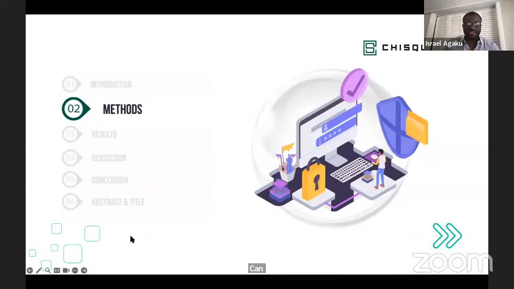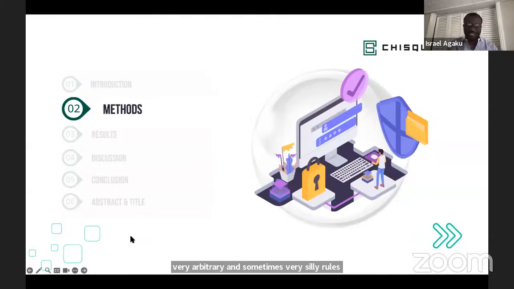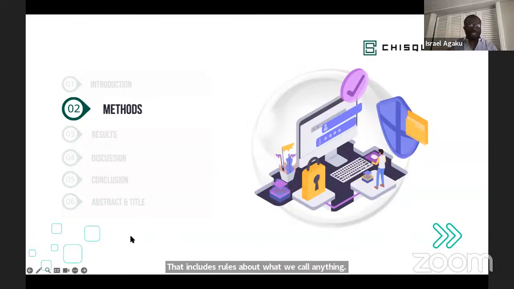Okay, great. So rule number one is that there are no rules. We really want to stay away from very arbitrary and sometimes very silly rules on anything, right? Every rule is just made by somebody, and most times it's just completely arbitrary without basis. That includes rules about what we call anything. We don't want to get bogged down in semantics for the sake of semantics. So whether somebody calls it paper or study or whatever they call it, it does not really matter.